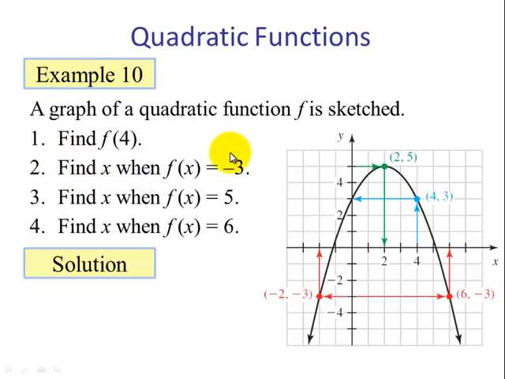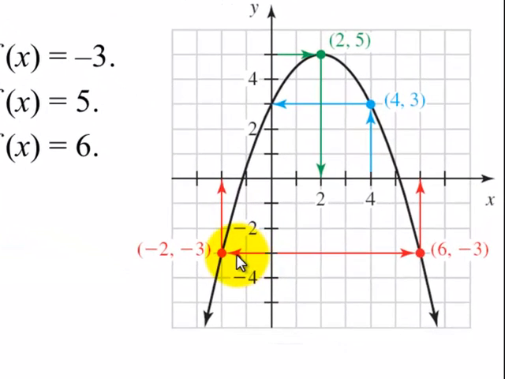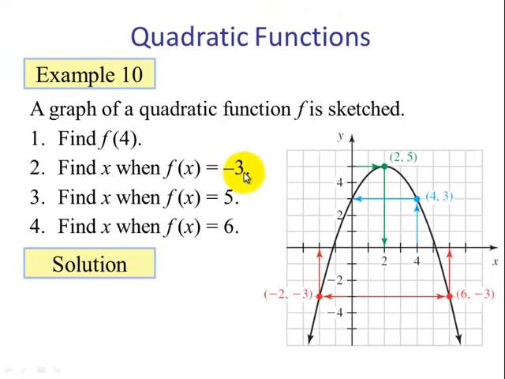Number 2. Here we're given a y, we want to find the x. So this time we go to the y, we look for negative 3 on the y, which is here, and we see that there are 2 points on the parabola: when x equals negative 2 and when x equals positive 6. So this has 2 answers.